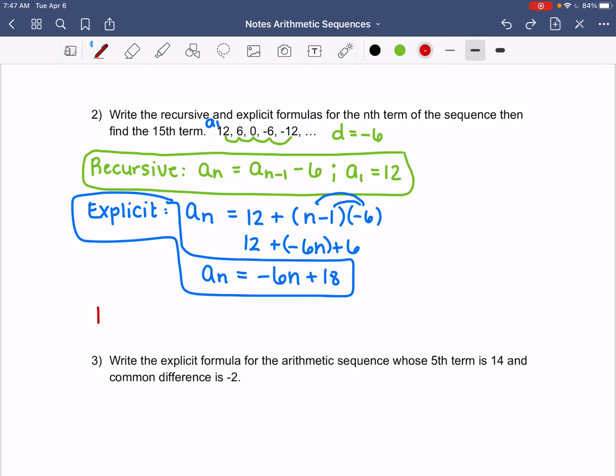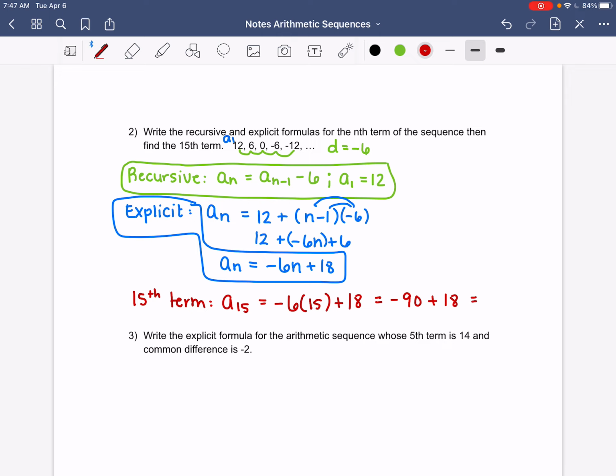So if I want to find the 15th term, I plug in 15, so a sub 15 equals negative 6 times 15 plus 18. Let's see, 30, 60, I think that's 90. 30, 60, 90. So I get negative 90 plus 18. That gives me negative 72. That's the 15th term, a sub 15.